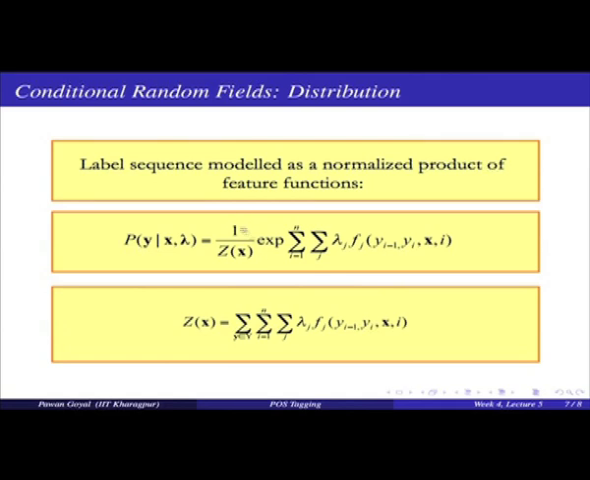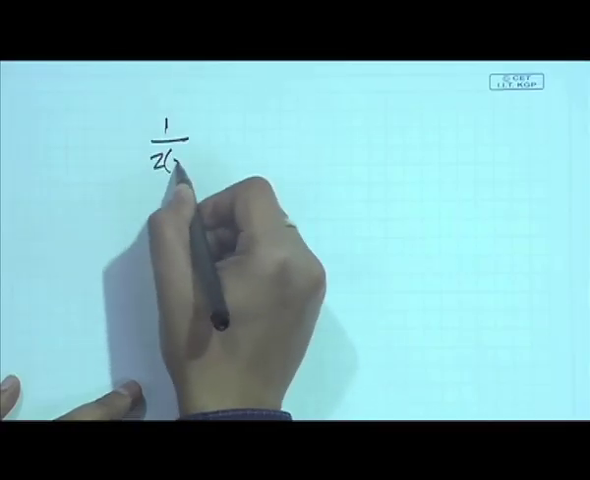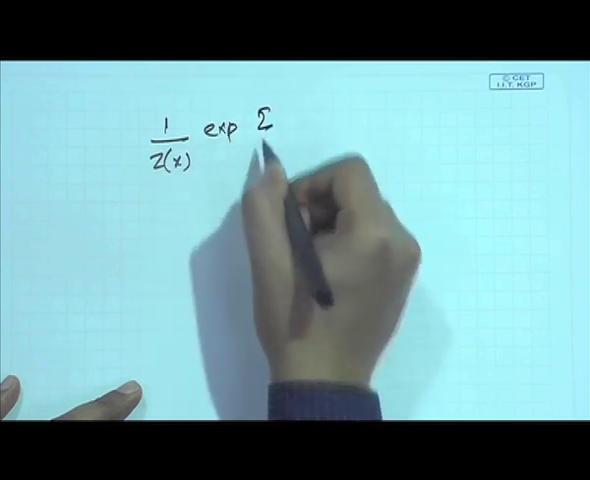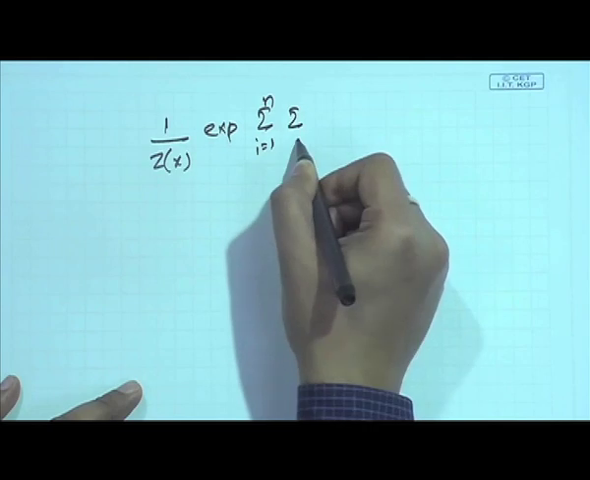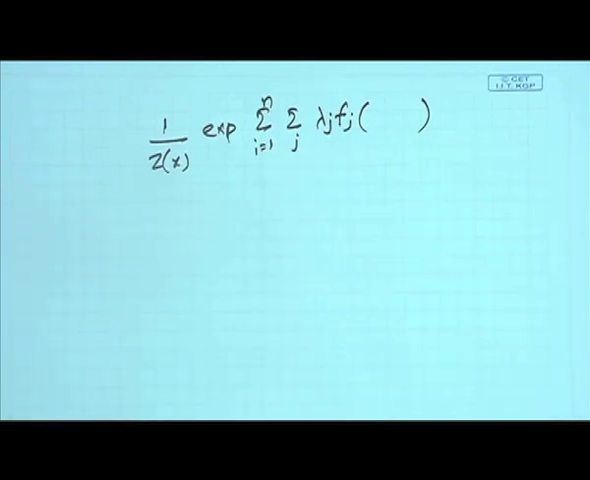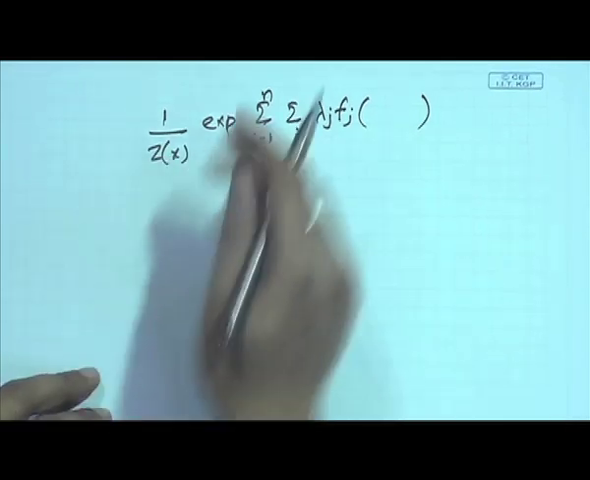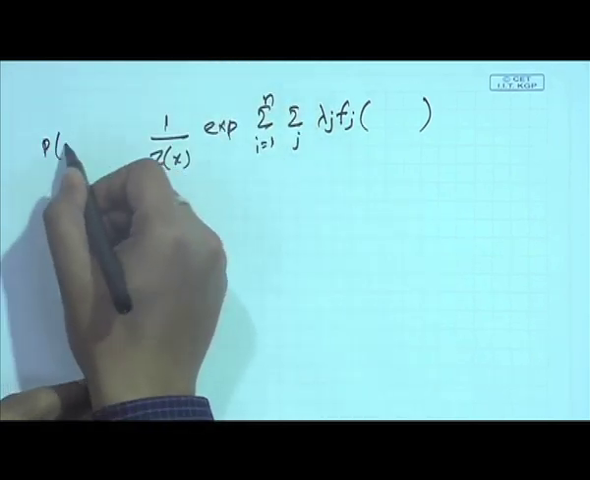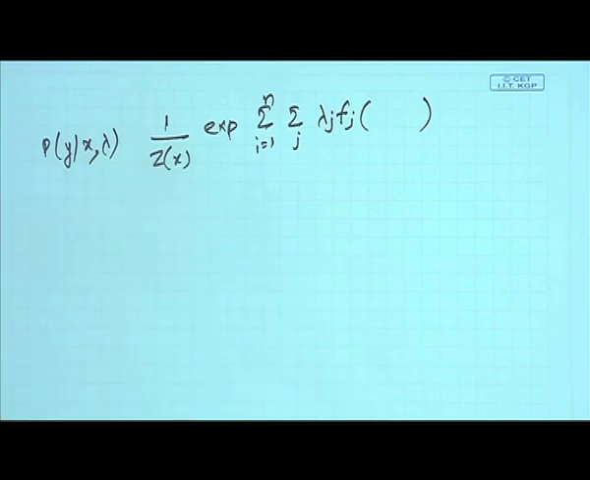And this is 1 by ZX, so you are seeing a single normalization parameter, exponent summation over i is equal to 1 to n, summation over j lambda j fj. Okay. So, let us try to understand quickly what this function means. You are having 1 upon ZX exponent summation i is equal to 1 to n, summation over j lambda j fj, and fj is the jth feature, and this is probability y given x lambda. Lambda are the feature weights.